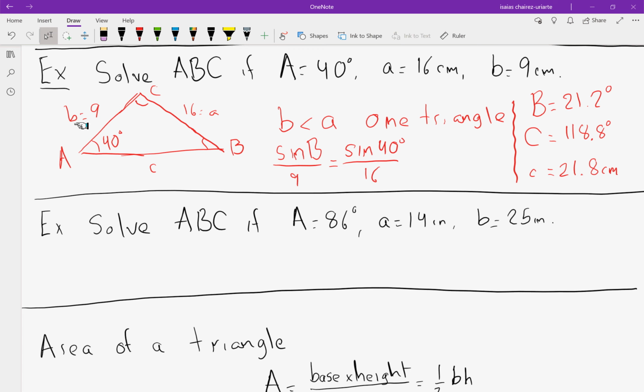All right, the last example. Again, pause the video, try to do it on your own, determine how many possible triangles you can make out of this, and try to complete them all, however many you can make, 1 or 2. All right, so let's see. Let's at least set it up. So the setup of this problem is like this. I have my angle, 86 degrees.